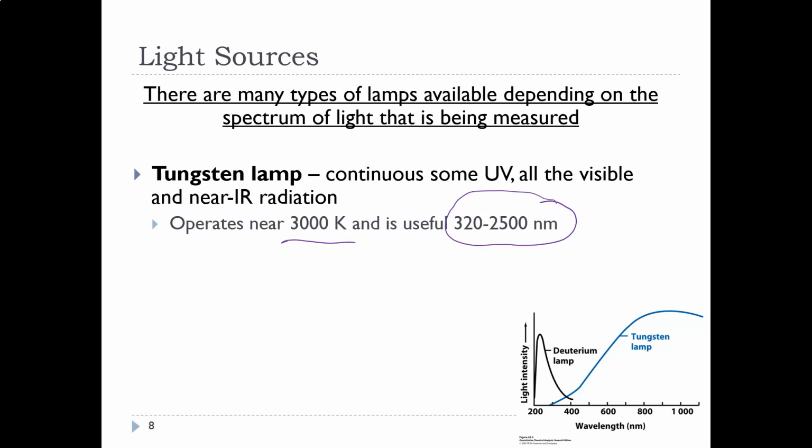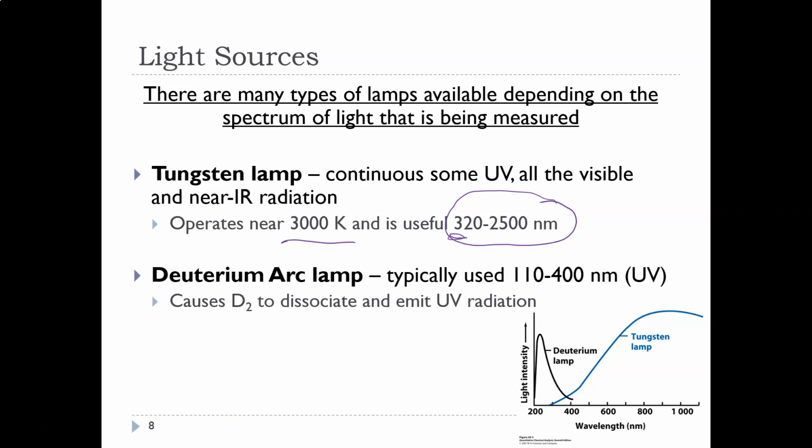So a tungsten lamp would be one that might be part of an ultraviolet spectrophotometer, because a UV spectrophotometer would measure both ultraviolet range light and visible range light. But the issue is the ultraviolet goes down to 200 nanometers, and this one stops at 320. So we would need another lamp as well. A deuterium arc lamp, which usually is just called a deuterium lamp, would also be part of the instrument. So the instrument would have 2 light bulbs.